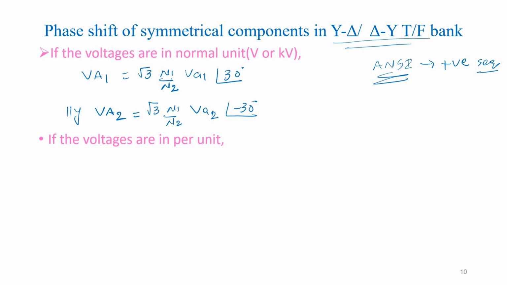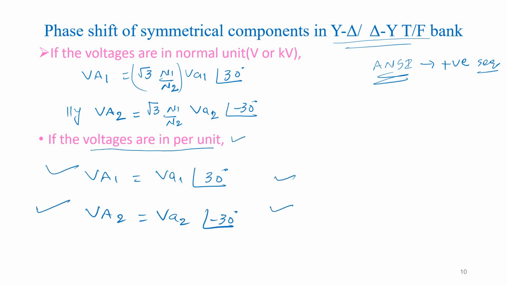We have seen in this derivation how we got this term. Next, if the voltages are in per unit, this term will be replaced by unity, so replaced by 1. Then you can directly give the relation VA1 at an angle of 30 degrees and VA2 equal to VA2 at an angle of minus 30 degrees. So if you remember these formulas, you can definitely attempt any type of problem related to symmetrical components. Thank you.